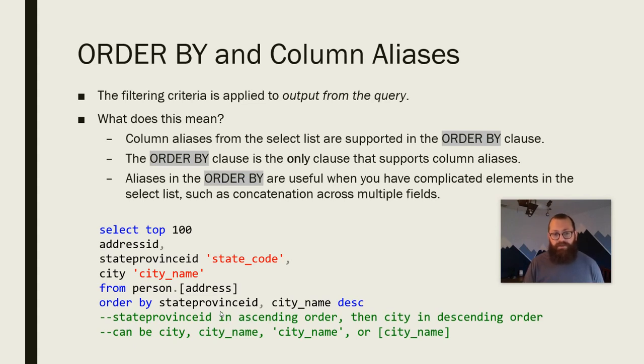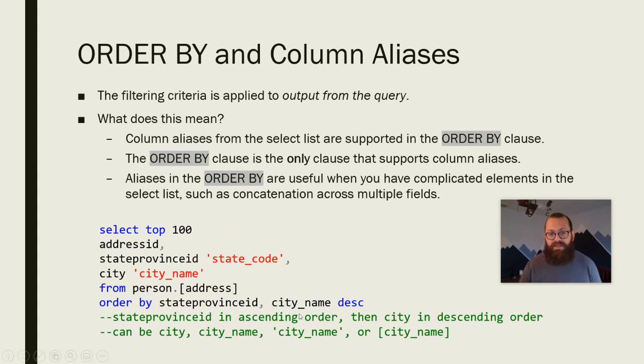You'll see that in terms of the field names, we specified state province ID for the first element in the sort. We could have supplied a column alias here, state code. We didn't, and that's perfectly fine.